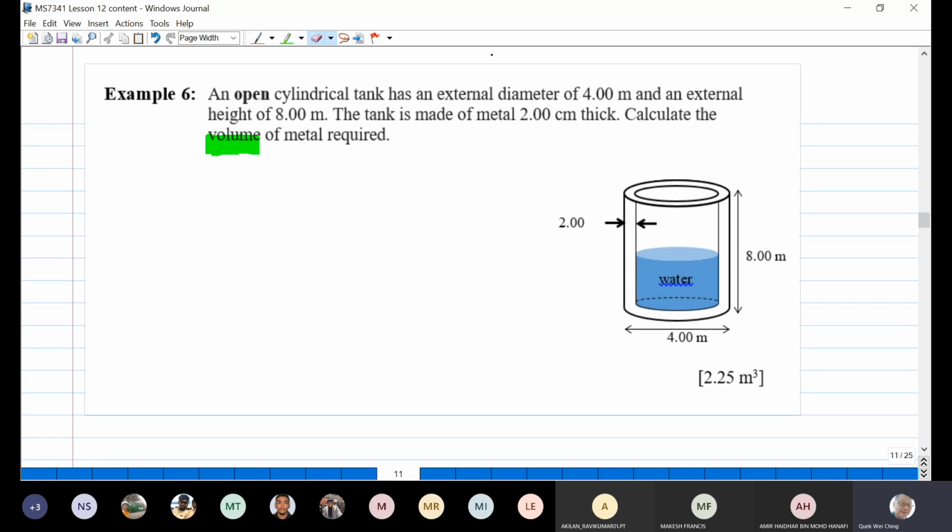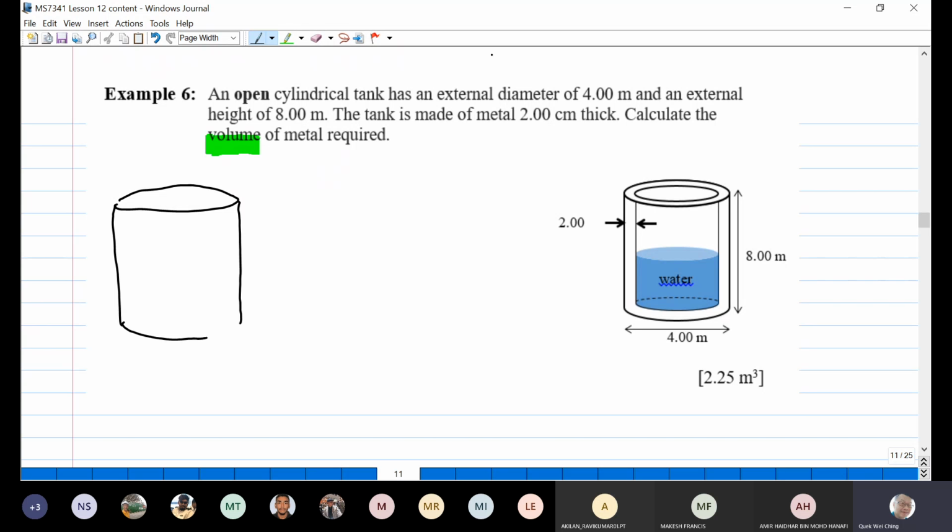Okay, let's look at the big tank first. The big tank here, a big tank, and the height is 8 there. And the diameter is 4. Okay, so we can talk about volume of big tank, volume of external tank.